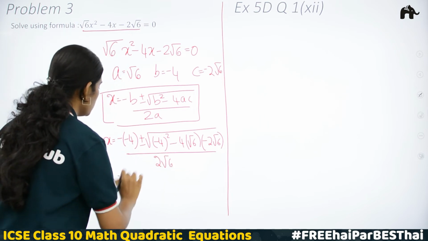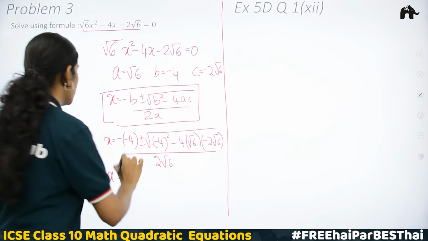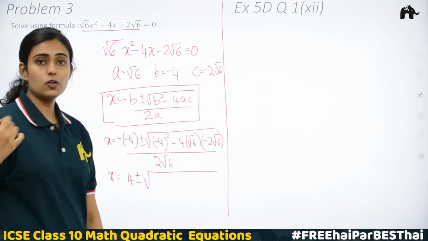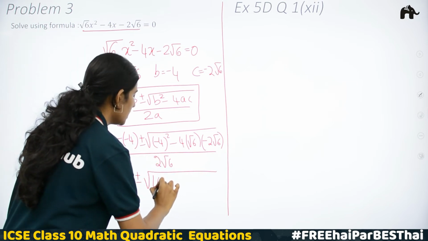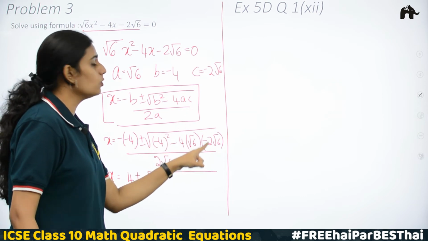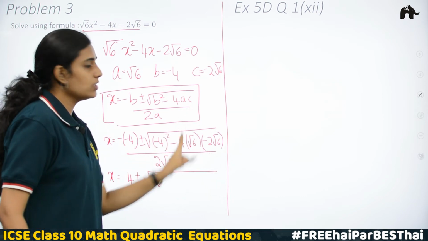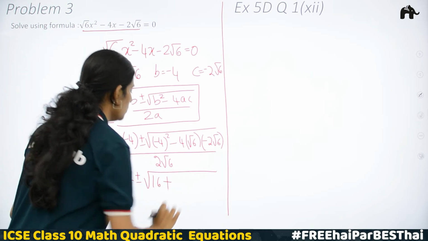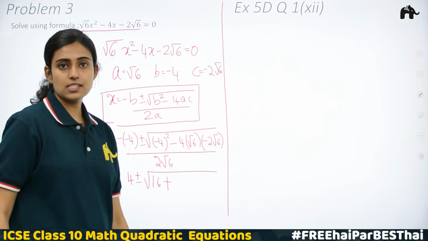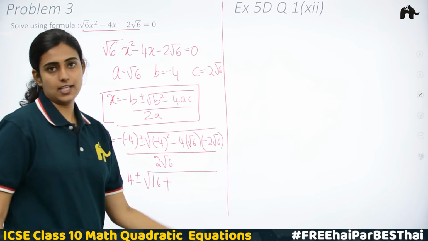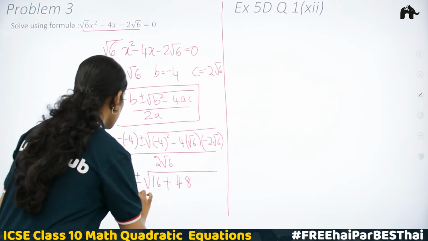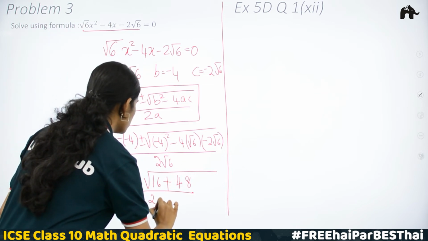X is equal to minus of minus 4, that is plus 4, plus or minus root of minus 4 whole square is equal to 16, minus 4 root 6 into minus 2 root 6. Negative into negative we get positive. 4 into 2 is 8. Root 6 into root 6 is 6. 6 into 8 is 48. 48 divided by 2 root 6.